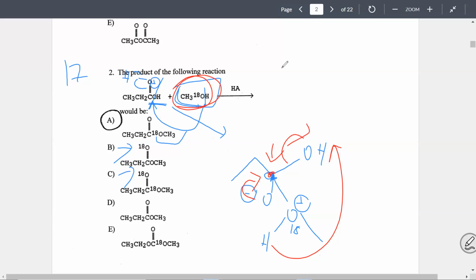Do you remember the mechanism for this one? So the shortcut would be: take the carboxylic out, chop off the leaving group, and put in whatever's on the arrow. Okay, we're good. No more questions on this one.